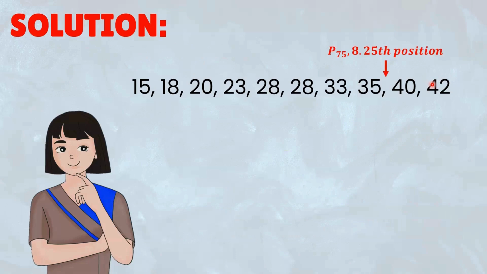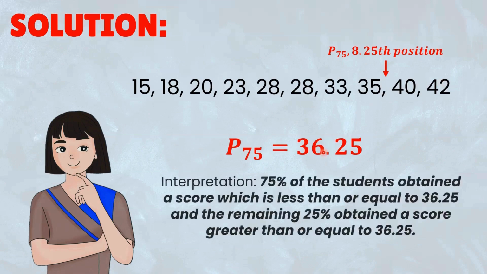Furthermore, a score of 36.25, somewhere here, which falls on percentile 75, means that 75% of the students obtain a score which is less than or equal to 36.25, and the remaining 25% obtain a score greater than or equal to 36.25. Okay.